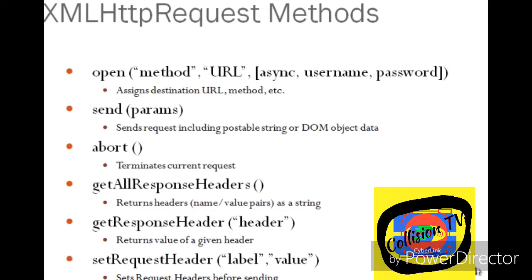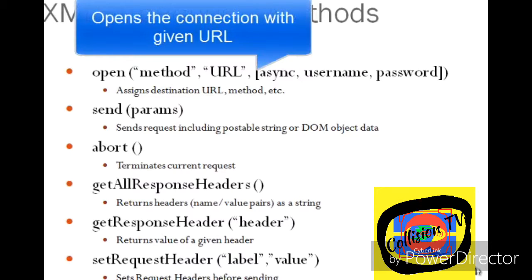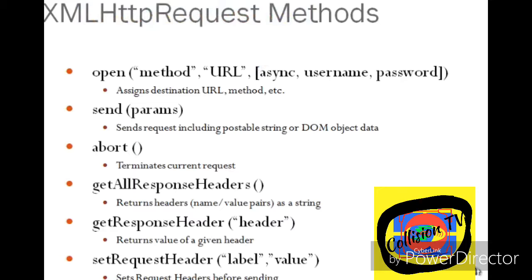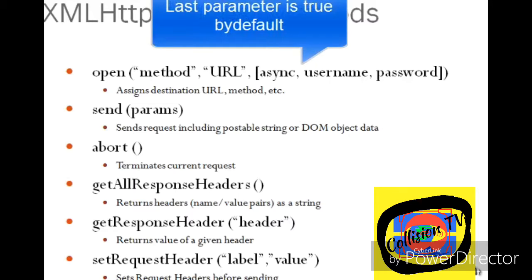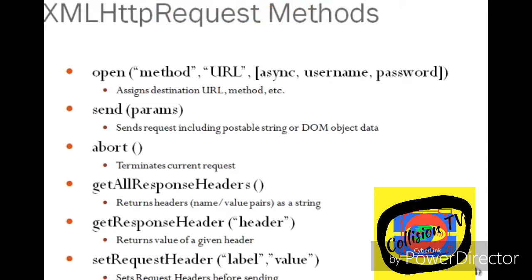First is the open method. It accepts three parameters. The first two are mandatory while the other is optional. The last parameter states whether the method is asynchronous or synchronous. Default is asynchronous.